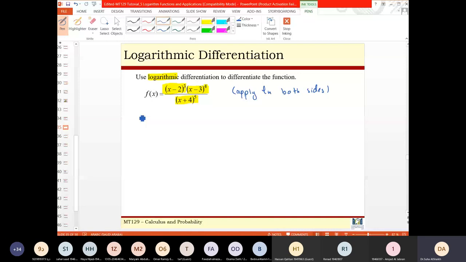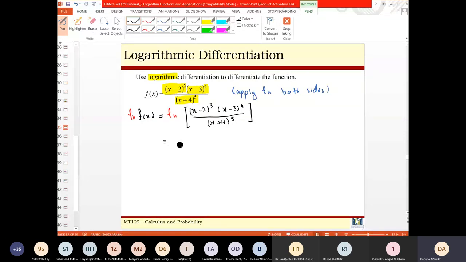So the left hand side is going to be ln of f of x, equal to ln of the right hand side, which is x minus 2 to a power 3 with x minus 3 to a power 4 divided by x plus 4 to a power 5. Correct? I applied ln on both sides. That's it. Now the ln will cut the right hand side. It will make a cut.